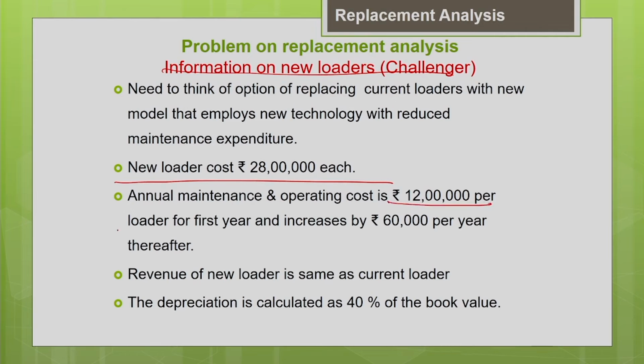You can see 12 lakh per loader for the first year. But the difference is the increase is only 60,000 per year thereafter. So, let us compare the information of the present loader and the proposed loader.